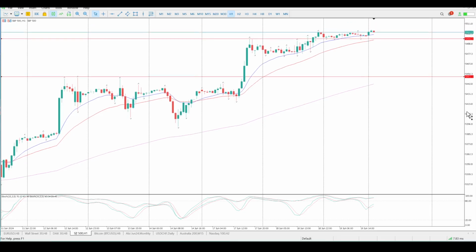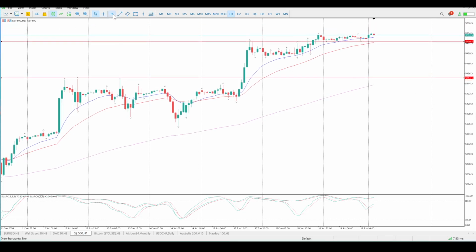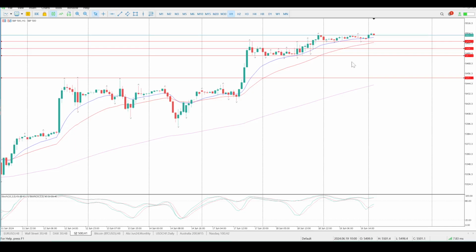Now, when we get down to the hour, we do have quite a bit of structure here, and I just want to get some of the levels in. So obviously the key one, 54.95. Then you have 54.86, and then you have 54.77. Those are all levels that we do need to be paying attention to.